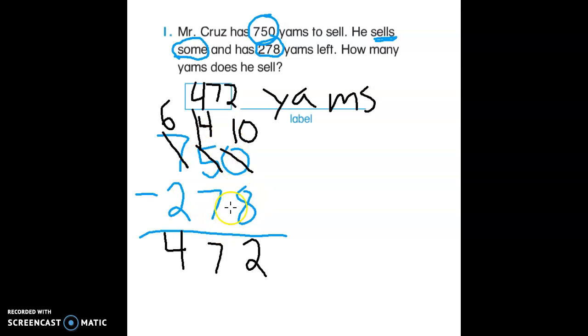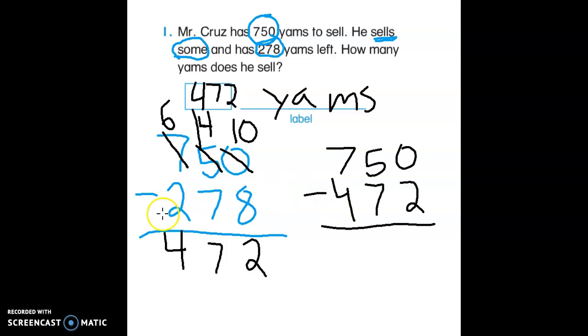Now I'm going to show you real quick to check. Remember, I did it the other way. So let's see if 750 minus 472 equals 278. So I start with my 1s, 0 take away 2, can't do it, so I have to borrow. I'm going to use a different color. My 5 becomes a 4, my 0 becomes a 10. 10 minus 2 equals 8.